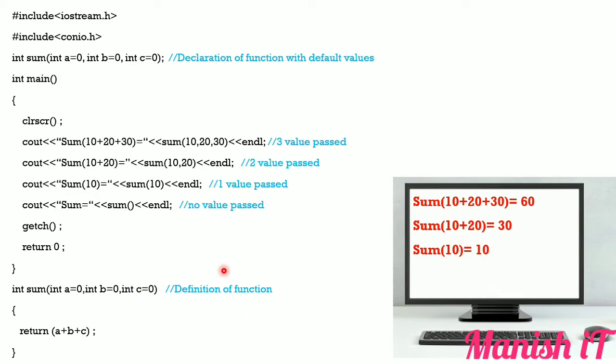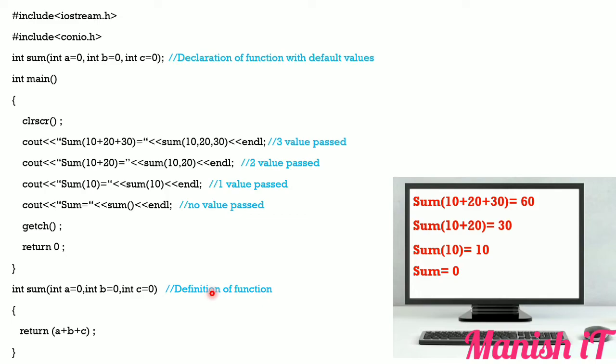So see this, after the execution, whenever I have passed 10, it simply gives 10 because b and c are 0. And whenever nothing is passed and I simply call that function, the sum is 0 because 0 plus 0 plus 0 equals 0. So this is all about our declaration, an example of a function with default arguments.